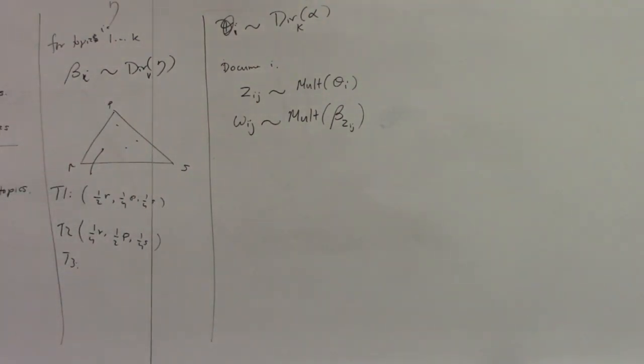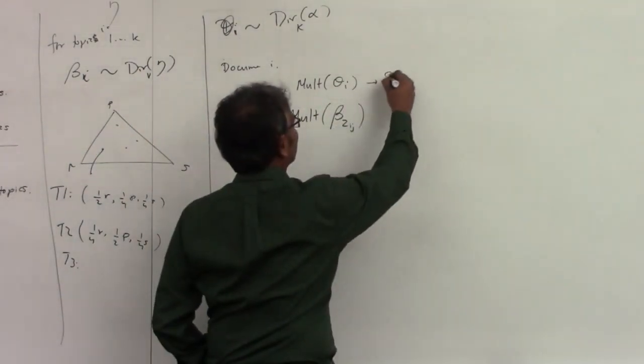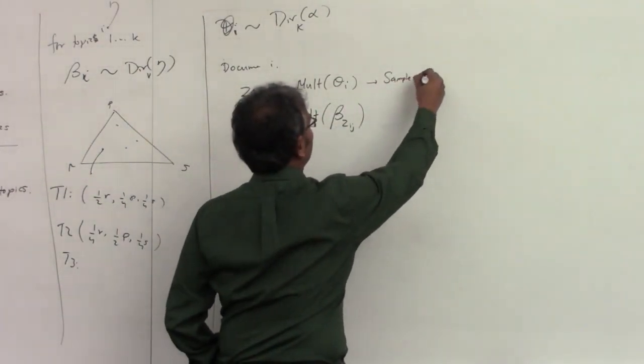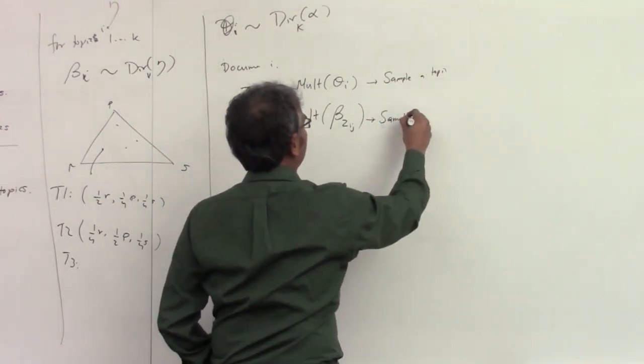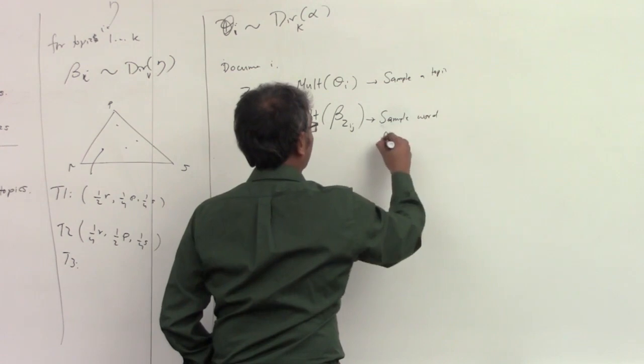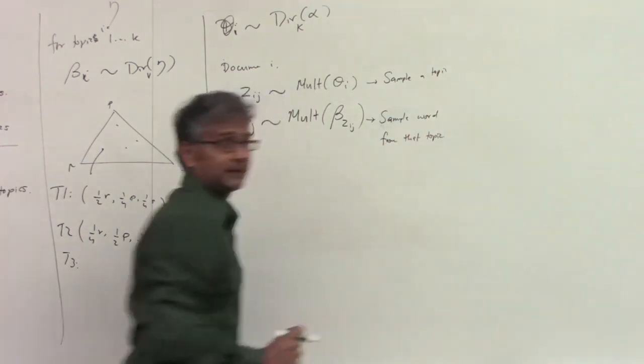Again, don't get faked out by the indices, or rather, I tend to get faked out by the indices, but don't get faked out by things. So first, this basically means sample a topic, and this means sample a word from that topic.